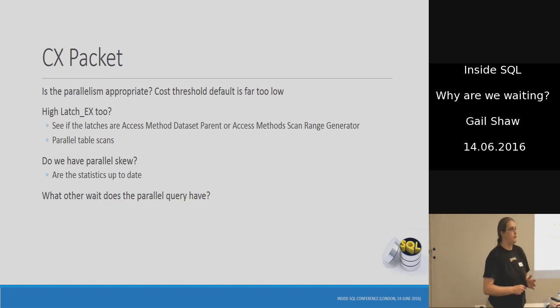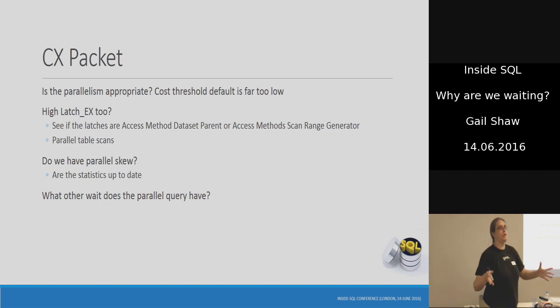Parallel skew is another fun one. Parallel skew is when one thread gets more work than the others. Ideally, the coordinator thread should give each thread equal amounts of work. That's great when the coordinator can anticipate the amount of work. When it gets that estimation wrong, bad things happen.